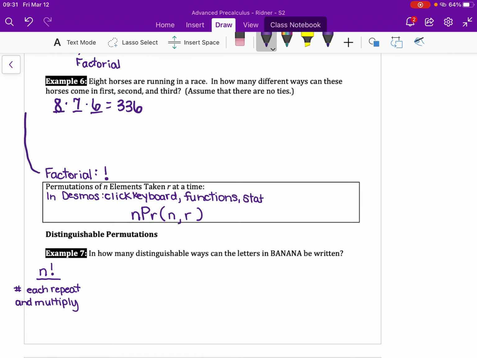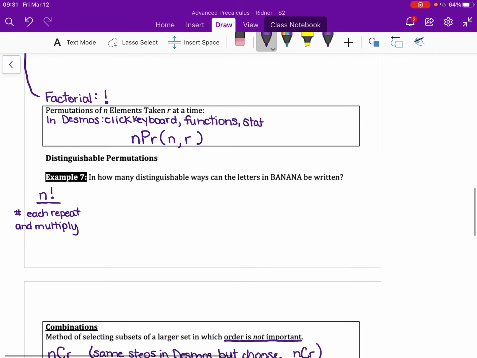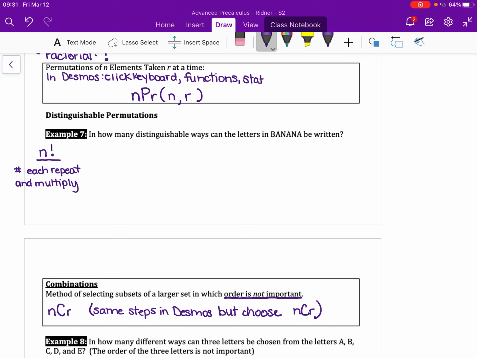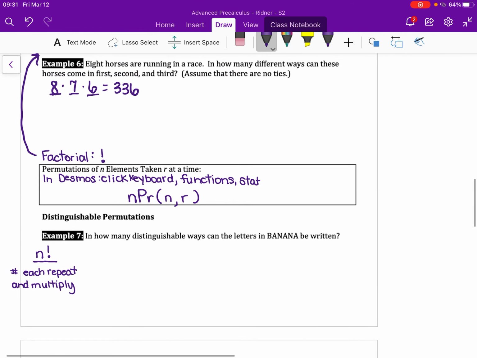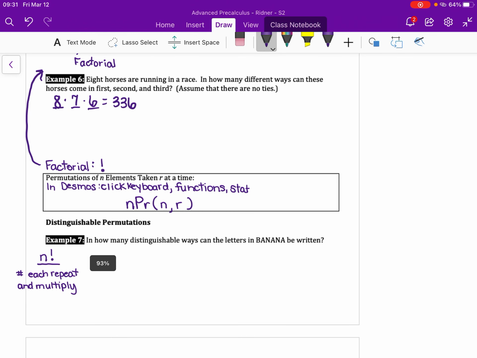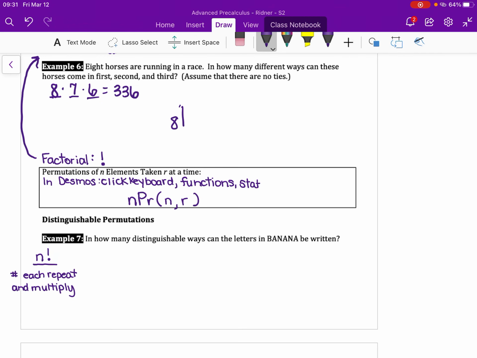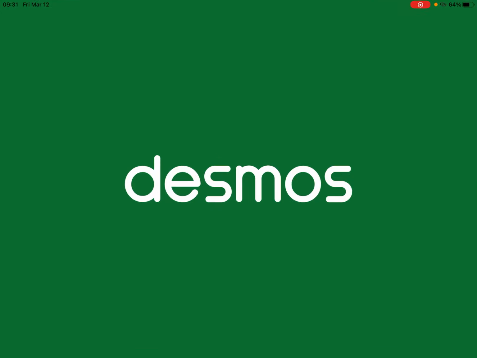So the factorial note should have been up there, so you don't need to write that down because you should already have it. There is a formula. Feel free to Google formula for permutations if you want to know where it comes from. However, we're going to use our calculator, more specifically Desmos, because I think it's a little easier. And for this example here where we had 8 and we had to choose 3 positions, it looks like this. So 8P3. And here's how we type it in Desmos.